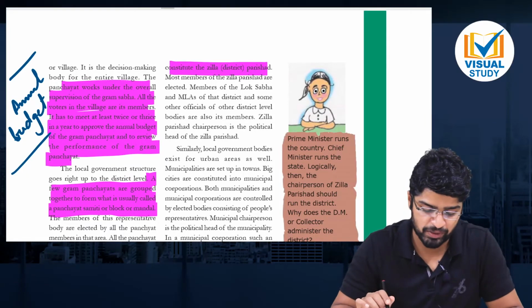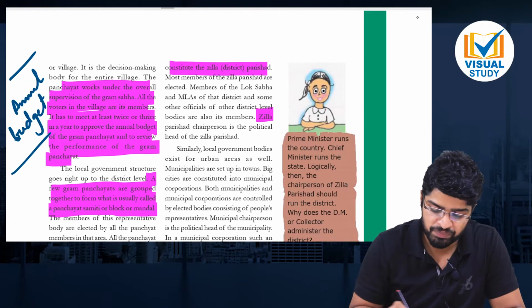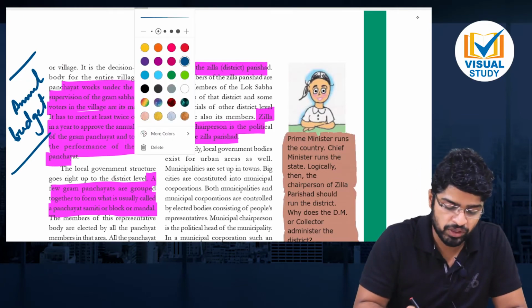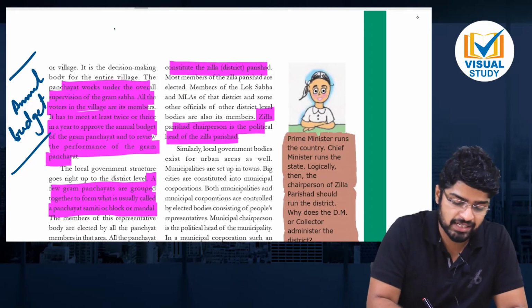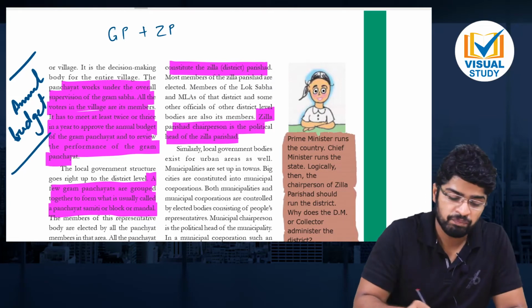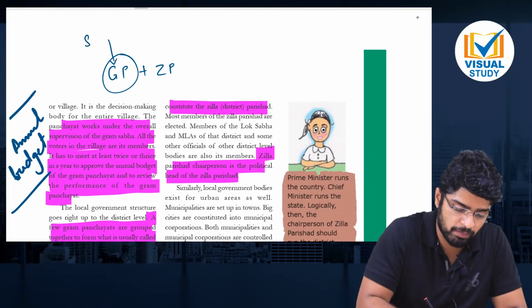Most members of the zilla parishad are elected. Members of Lok Sabha and MLAs of that district and some other officials are also its members. The zilla parishad chairperson is the political head of the zilla parishad. So what did we understand over here? Two, three main things. There is the Gram Panchayat, and there is the Zilla Parishad. The Gram Panchayat is headed by the Sarpanch, or to be specific, the President.